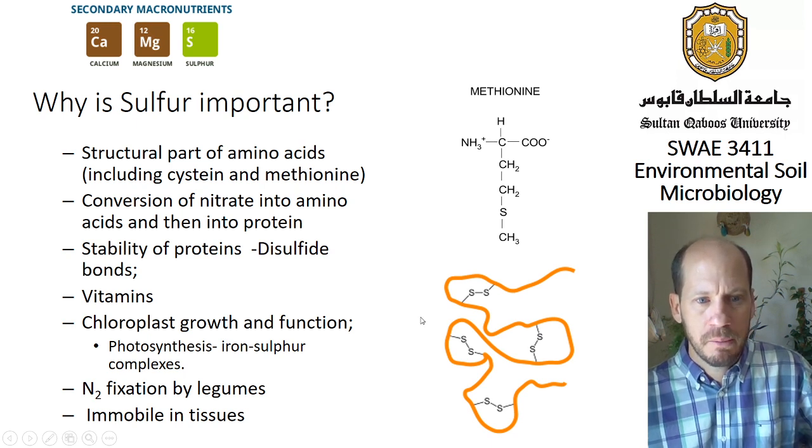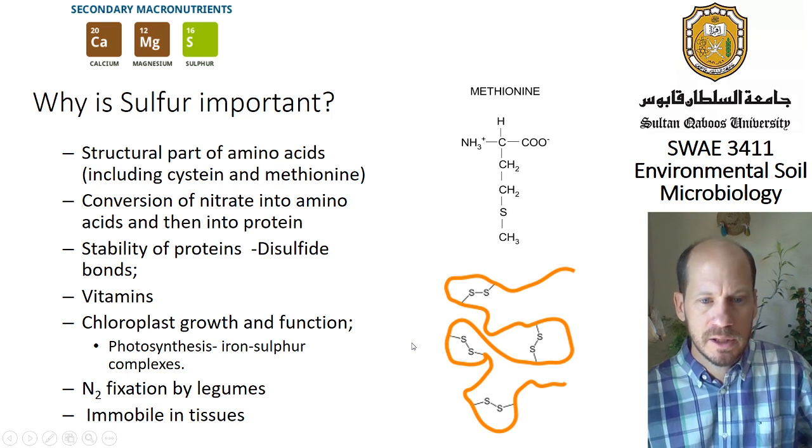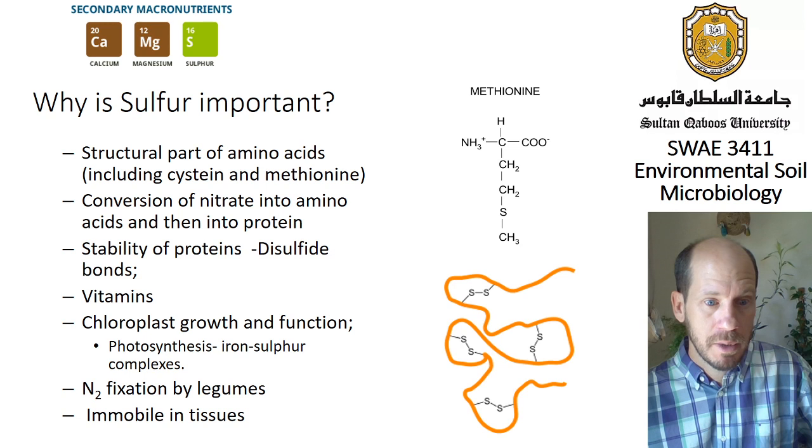Sulfur is part of vitamins. It's important for chloroplast growth and function, and therefore photosynthesis. Sulfur is important in nitrogen fixation by legumes. And these are some of the reasons why sulfur is so important for plants.